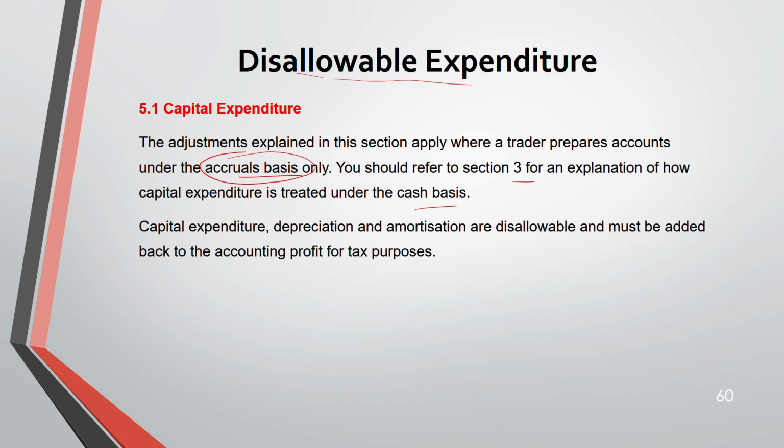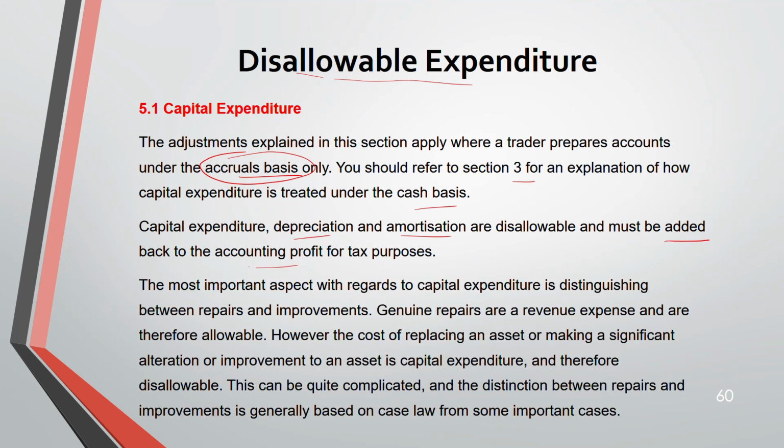So in a capital expenditure, your depreciation and amortization are disallowable because they are accounting adjustments. They are non-cash expenditure. You must have deducted them when you were calculating net profit. Now add them back, so you have to add back your amortization and depreciation to your accounting profit. The most important aspect for capital expenditure is your repairs and improvement.